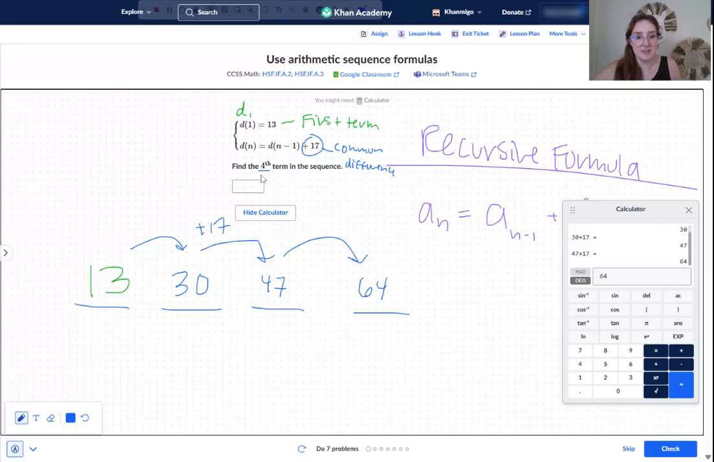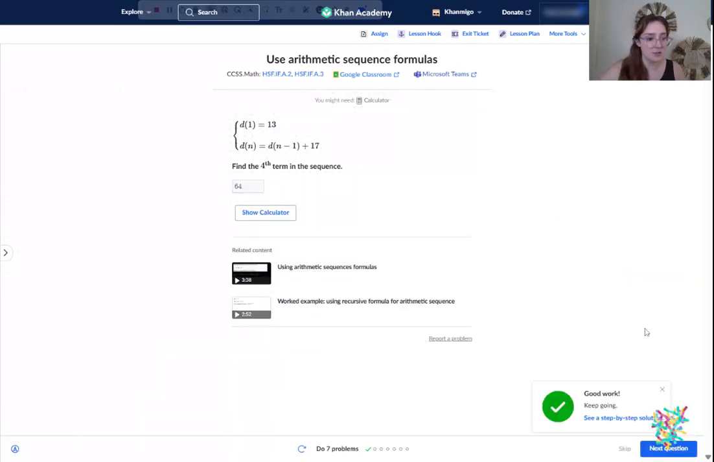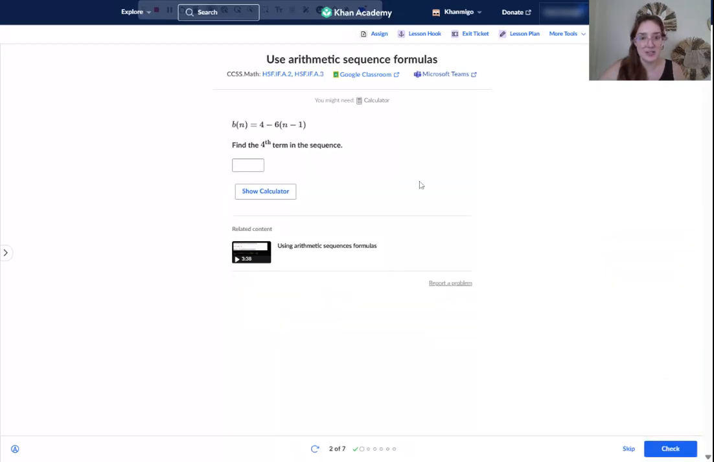And they were asking us to find the fourth term. So how did we find the fourth term? Well, we needed the term right before it, and then add the common difference. So let's go ahead and plug that in. 64. Hooray! All right, next one.